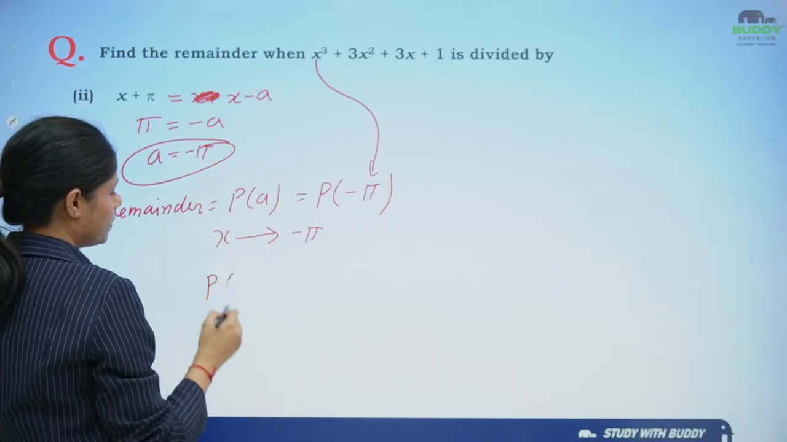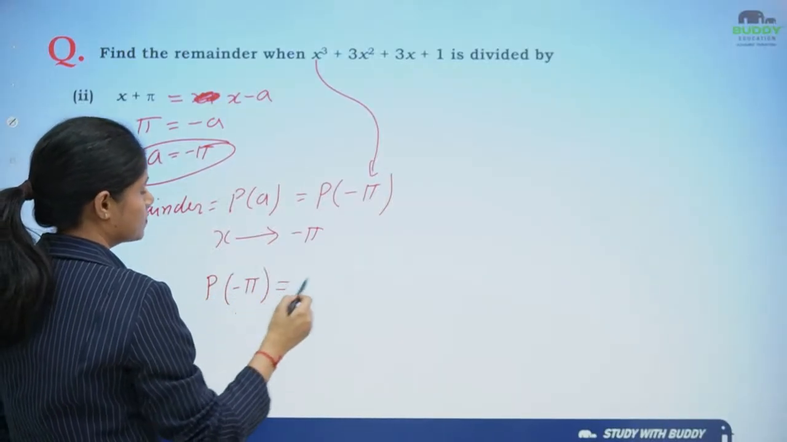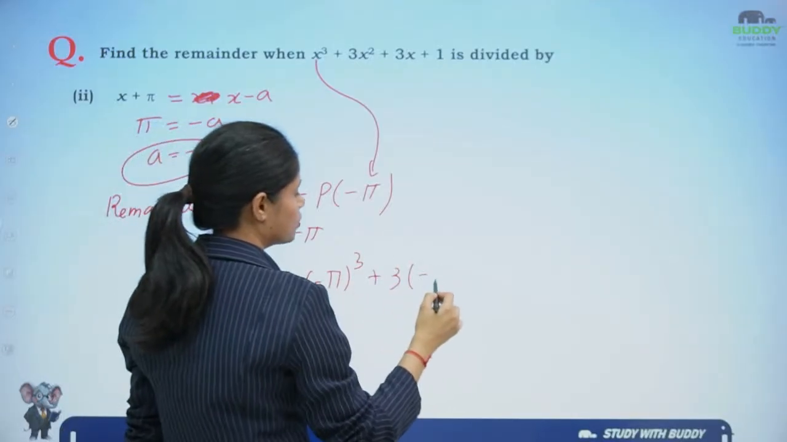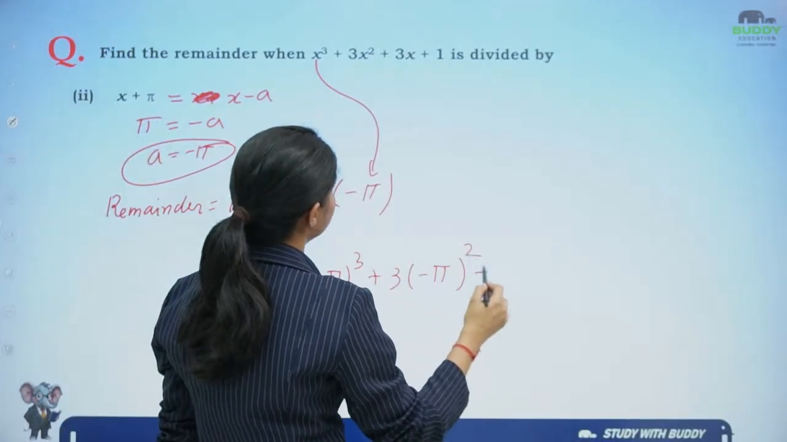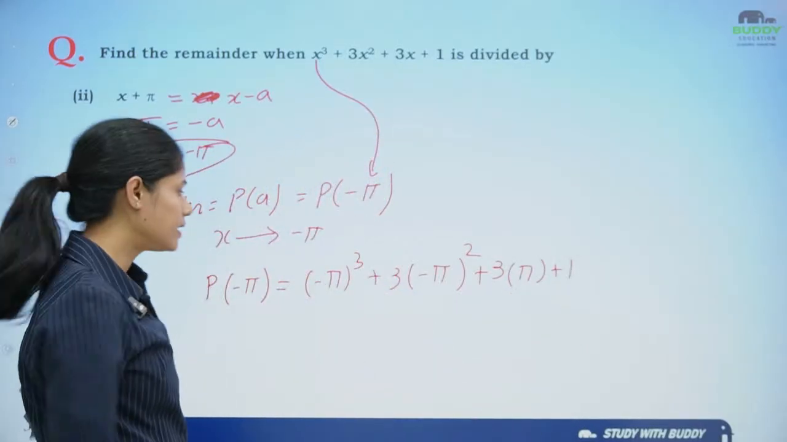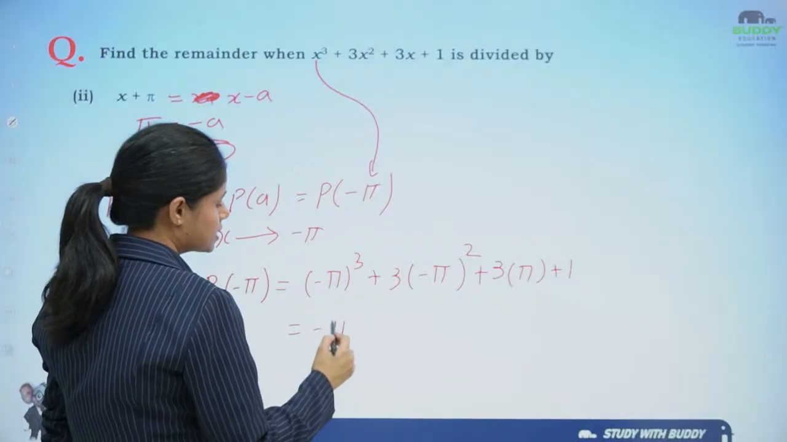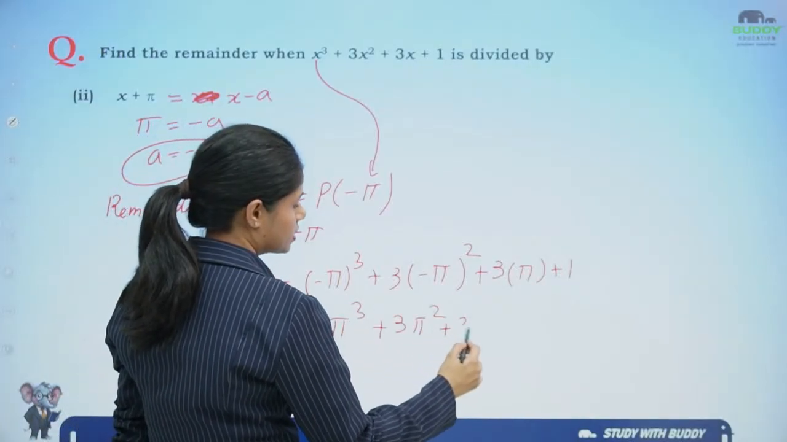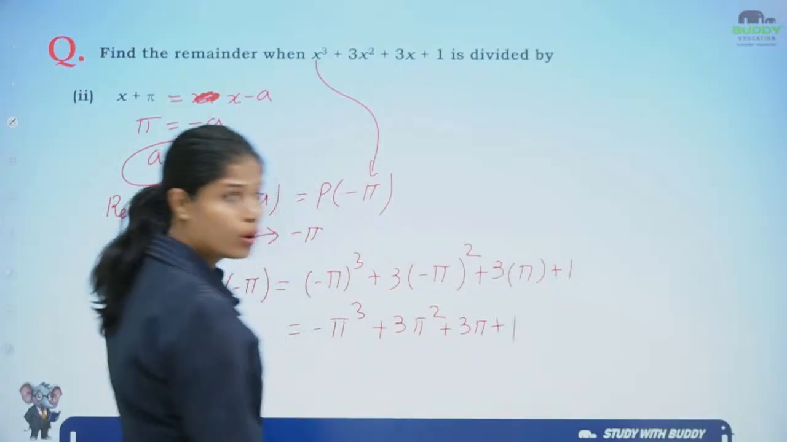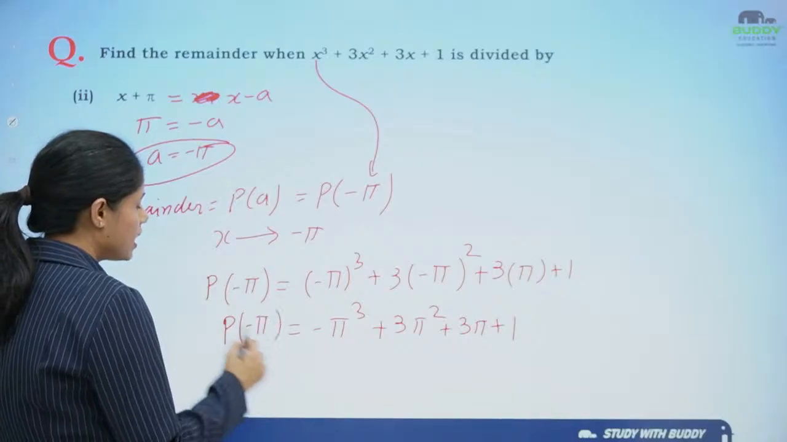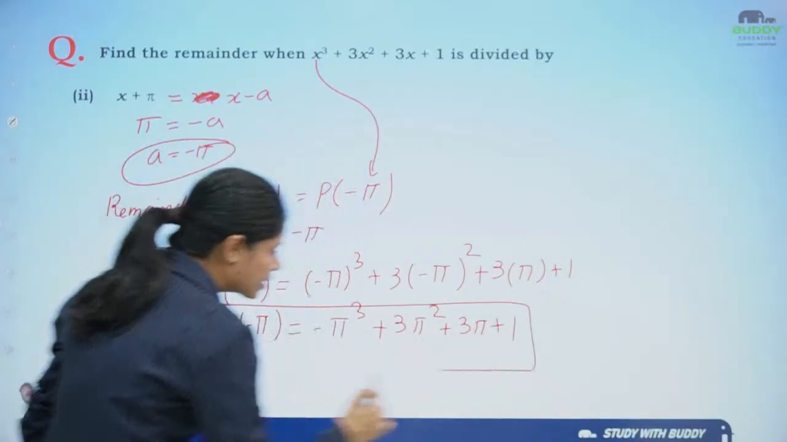So this will be minus pi cube plus 3 into minus pi square plus 3 into pi plus 1. Alright, let's solve this. This will be minus pi cube, this will be 3 pi square, this will be 3 pi. You know there are no like terms, so you can leave your answer over here, and this is the required remainder in this case.